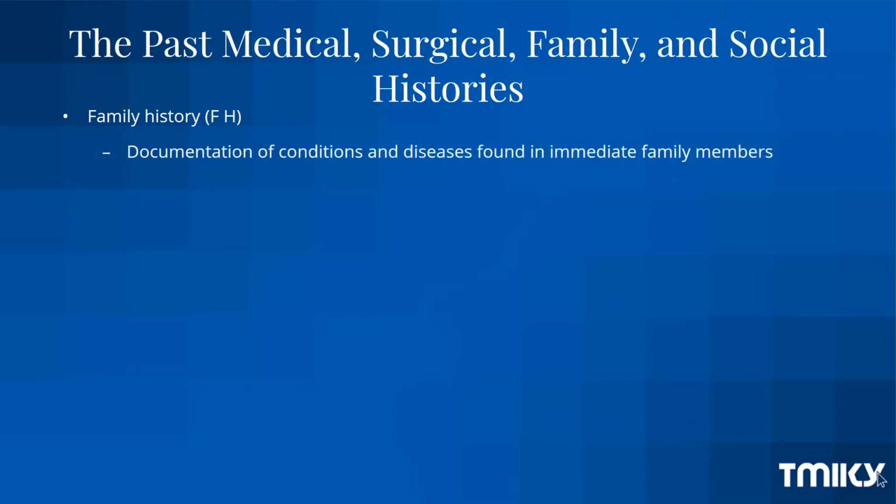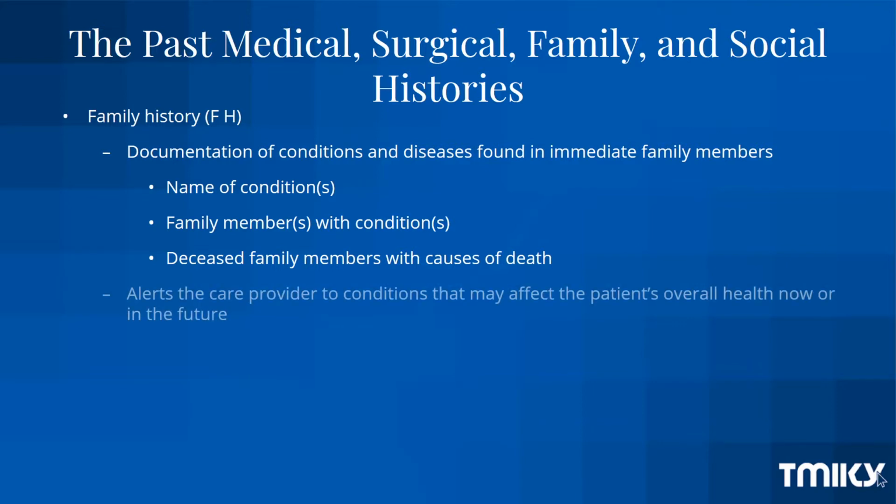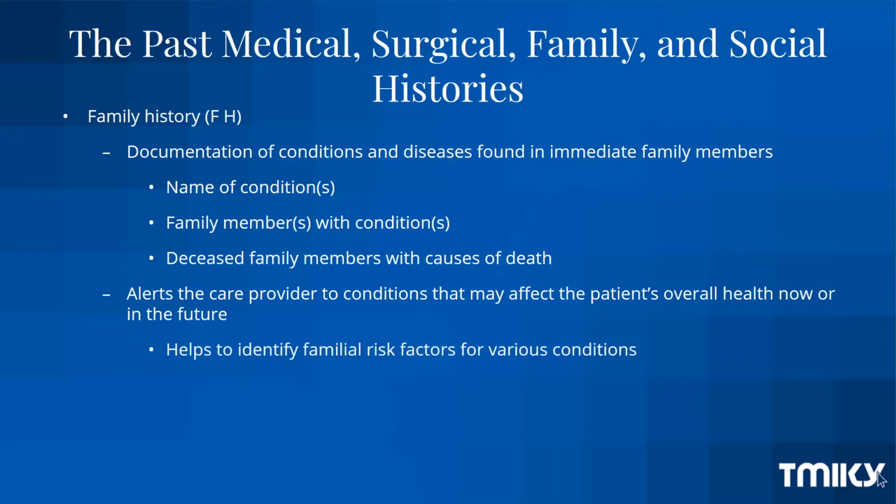Next, let's discuss family history. Family history is a documentation of conditions and diseases found in immediate family members, including the name of the conditions, the family members with the conditions, and the deceased family members with causes of death. Family history is very important because it alerts the care providers to conditions that may affect the patient's overall health, now or in the future. It helps identify familial risk factors for various conditions and can help in making diagnostic and treatment decisions.